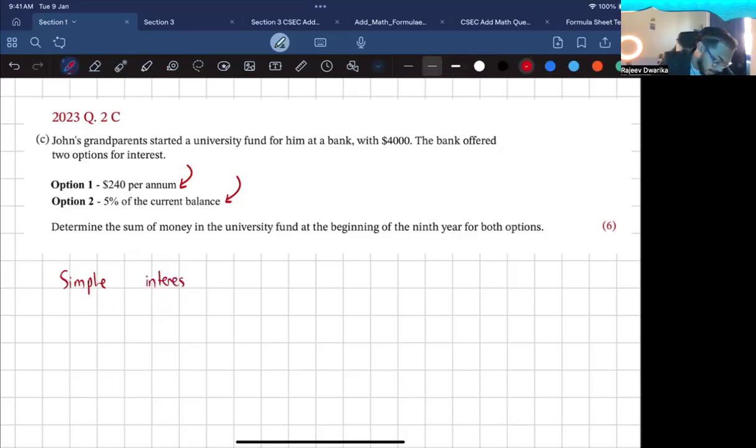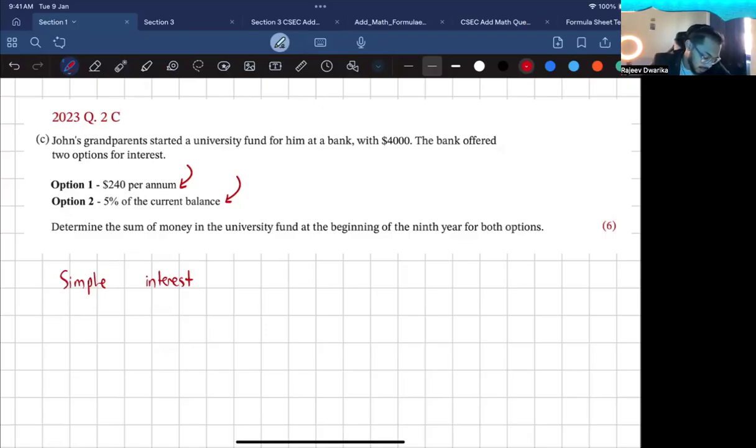Yeah, I think so. We had to learn the formula. P by R by T over 100. Principal by rate by time over 100. And it had T in that as well. Yeah. And option one is simple interest.